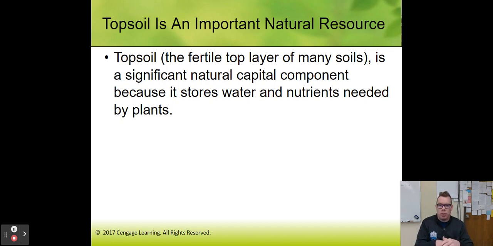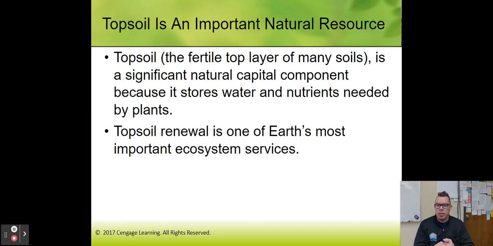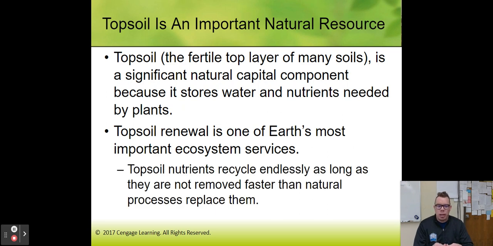All right, topsoil, that's how you grow your stuff. If you go to the Home Depot and you're buying soil, you're buying topsoil, basically. All right, topsoil renewal is one of Earth's most important ecosystem services. That's one of the reasons I do composting. Compost creates new topsoil for me. All right, topsoil nutrients recycle endlessly as long as they are not removed faster than natural processes replace them.